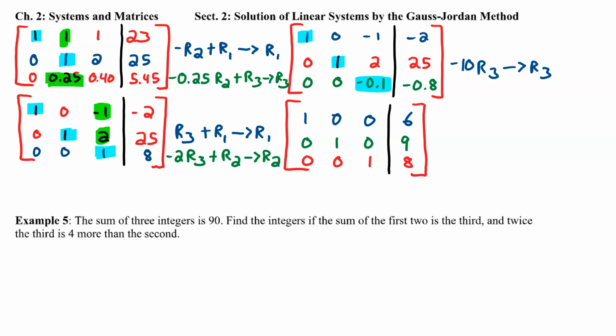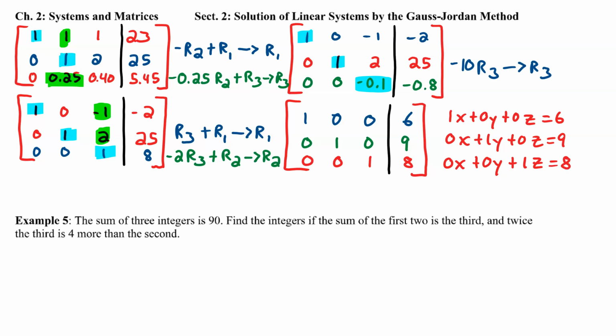And so if we take these equations out of the matrix, just to look at them and interpret what we have at this point, we would have 1x plus 0y plus 0z equals 6. We would have 0x plus 1y plus 0z equals 9. And we would have 0x plus 0y plus 1z equals 8. So this tells us right here, x equals 6, y equals 9, z equals 8. So we've identified what x, y, and z equal. We just need to remember what those variables represented. What did we assign to each of those variables?